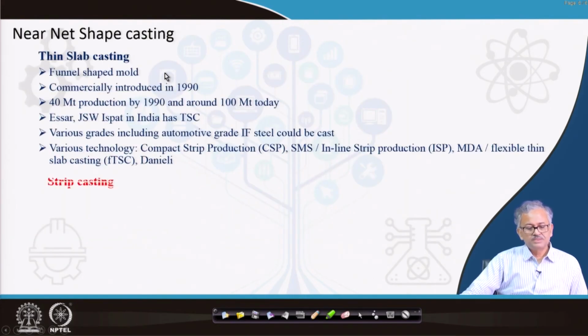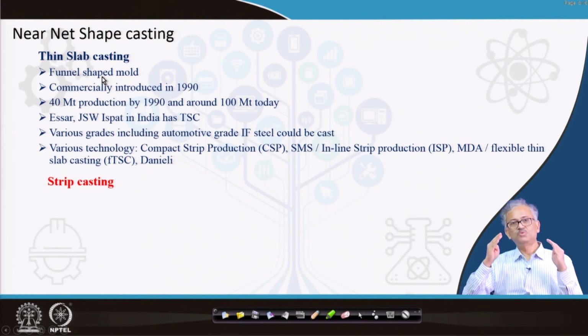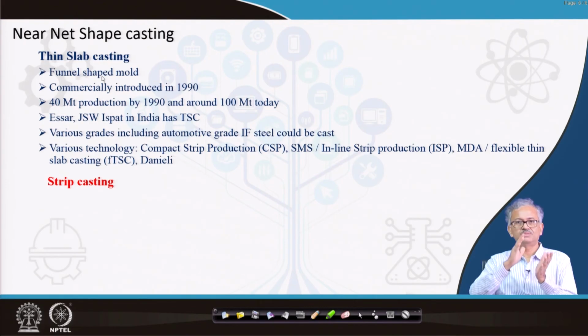So near net shape casting, that is thin slab casting, is basically cast in a special mold called the funnel shaped mold. Unlike a rectangular mold, it is a funnel shaped mold, and it started producing commercially in 1990. Thin slab casting produced 14 million tons in 1990, and today more than 100 million tons.